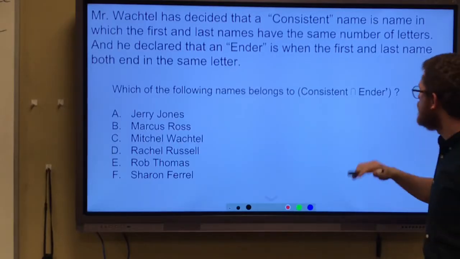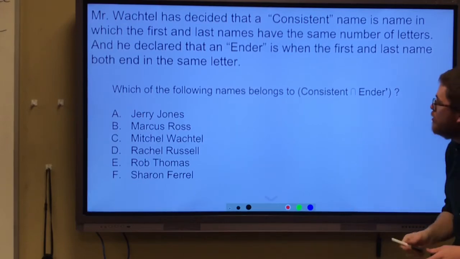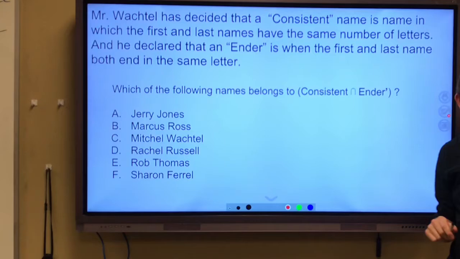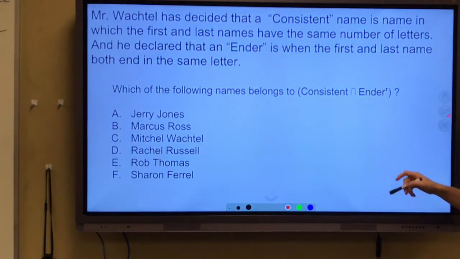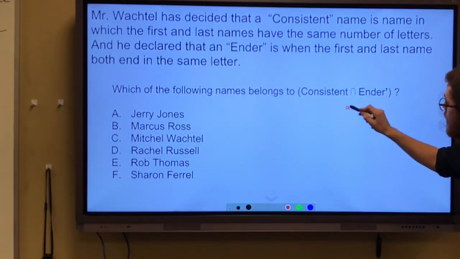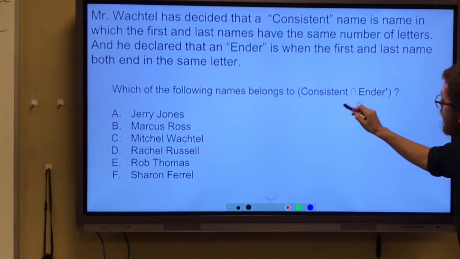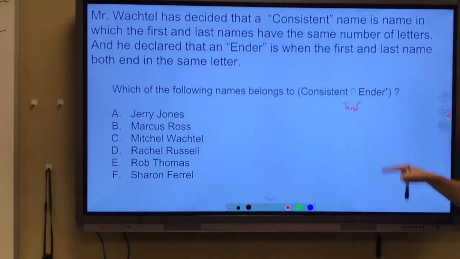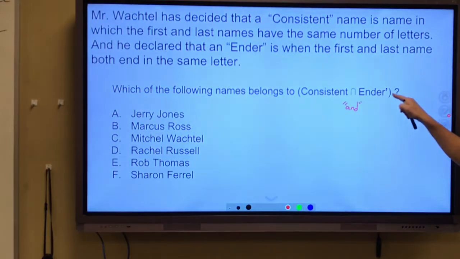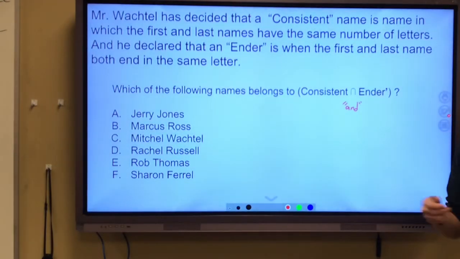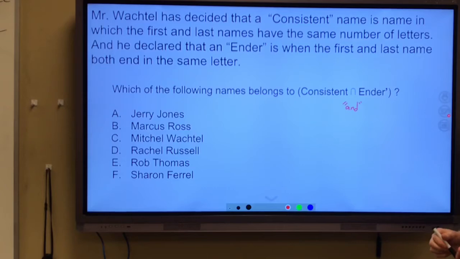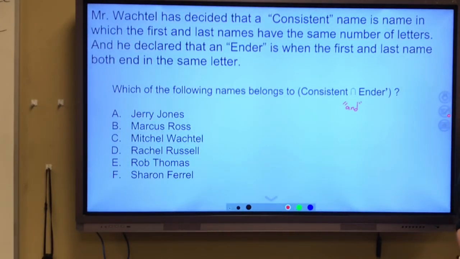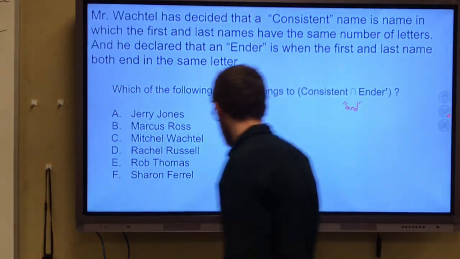All right. Which of the following names belongs to consistent intersecting ender complement? Okay, so intersection again, and both of these things have to be true. So it needs to not be ender. It needs to be part of the complement of ender. It needs to be part of the opposite. So I am going to cross out anything that does have the same last letter. Anything that is part of ender.